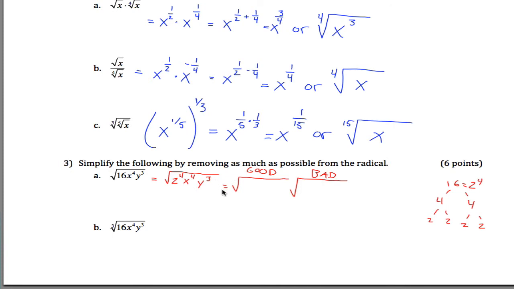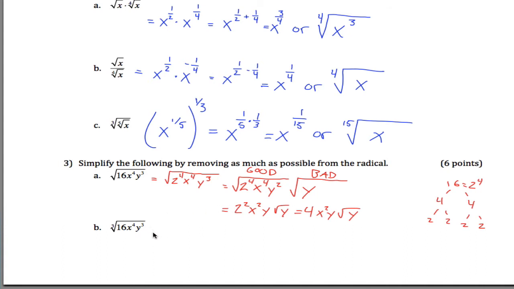Under the good radical, since these are square root signs, we need pairs. So I have 4 of these 2's. 2 of them would be a pair, and then the other 2 are also a pair, so I can put all 4 of them over here. I have 4 of these x's, so I can put all 4 of them here. But I only have 3 of these y's, so I can put 2 of them here, but I'm left with 1 over here. The square root of 2 to the 4th is 2 squared. The square root of x to the 4th is x squared. The square root of y squared is just y. So what I'm left with for my final answer is 2 squared, which is 4, x squared y, times the square root of y.